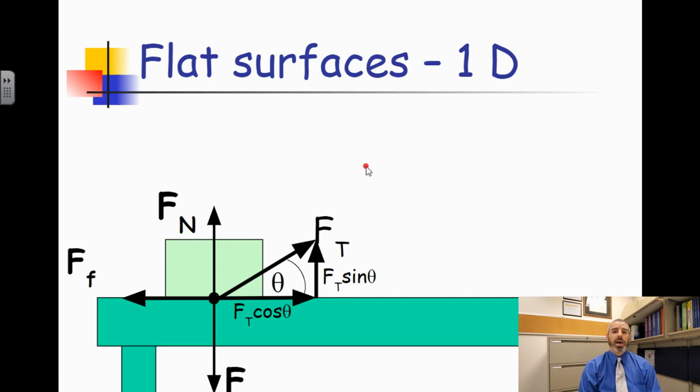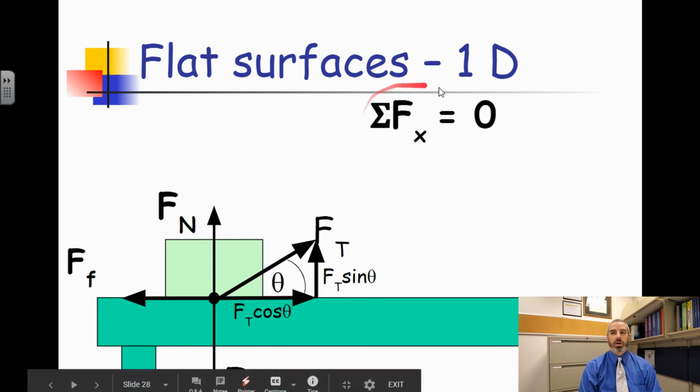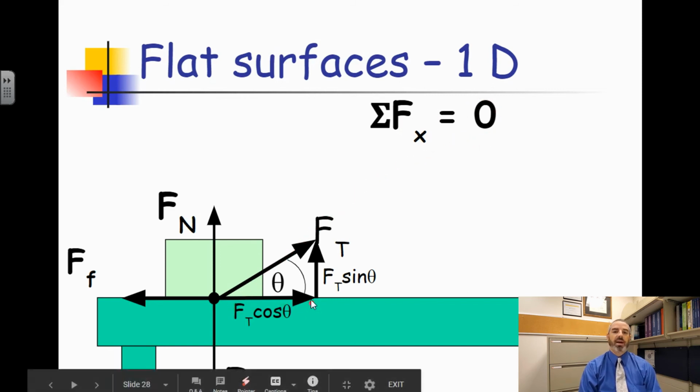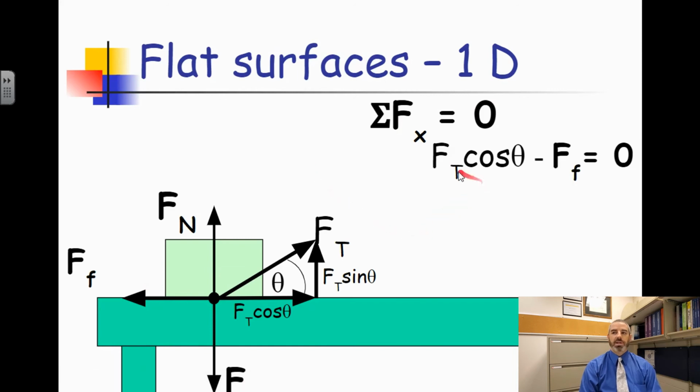Now we're going to go ahead and find the frictional force. The frictional force is acting horizontally. So we're going to add up all the forces in the x direction, and applying Newton's first law, they equal 0. We take the force that points to the right minus the force that points to the left. To the right, I have Ft cosine theta, and to the left, I have the friction force. So Ft cosine theta minus the friction force equals 0.